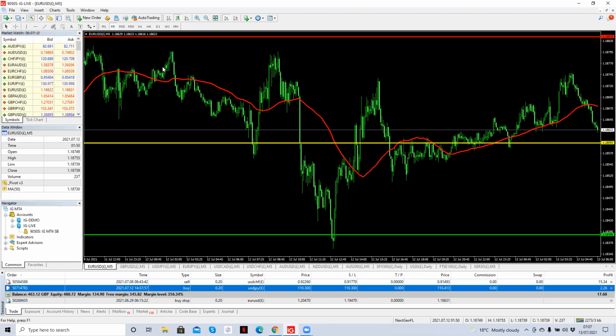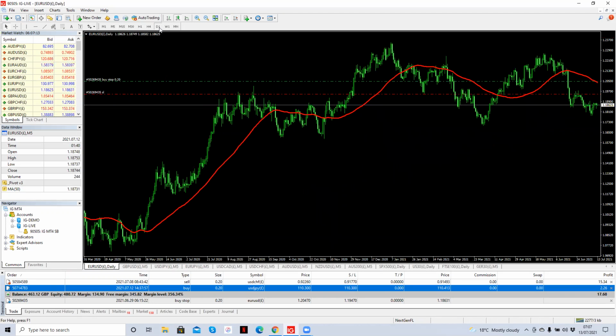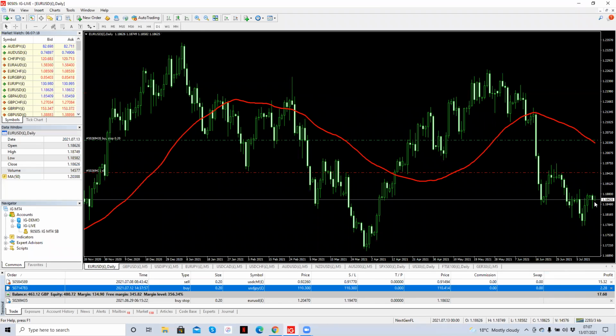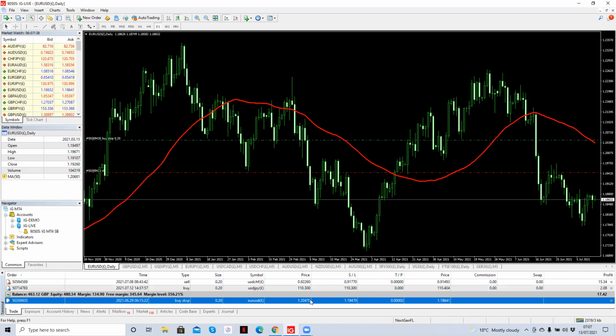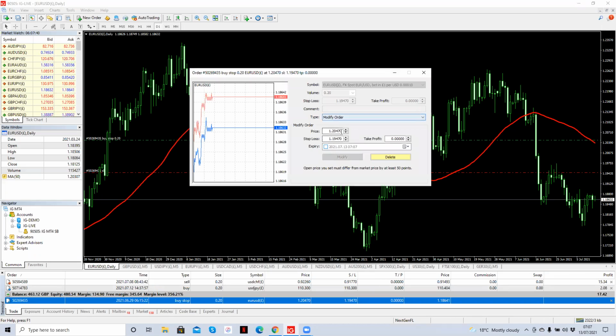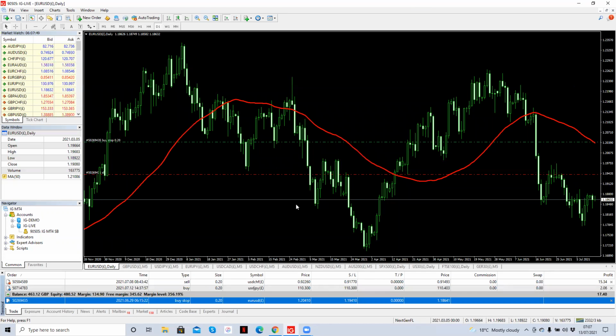So we'll start with the Euro US dollar. We'll start with the swing trading, so we'll go to the daily time frame. Looking at the daily time frame for the swing trading, the moving average 50 today is 1.20388. So I'll round that up to 1.2039. I'll just adjust my pending buy order to 2 pips above that, to 1.2041. So I'll just adjust that to 1.2041, 100 pip stop loss, 1.1941. And that's it for my swing trade.